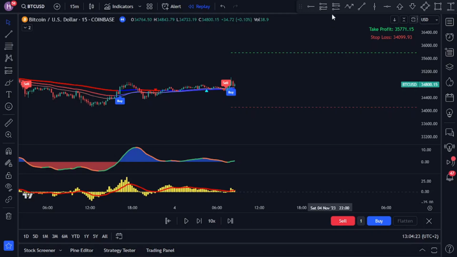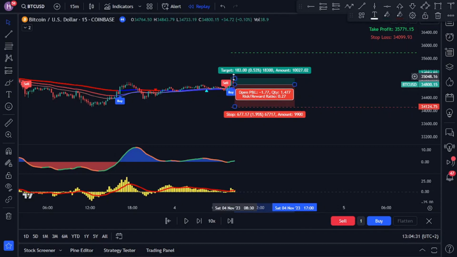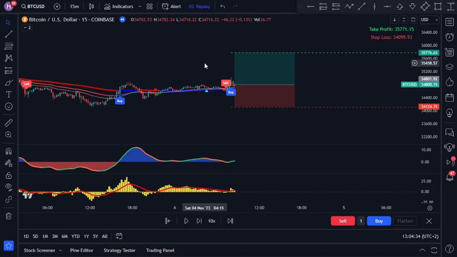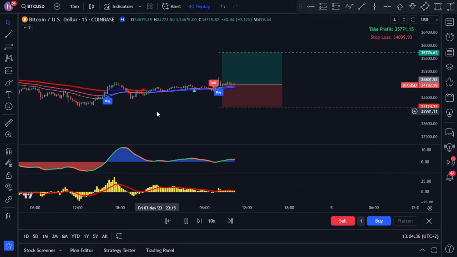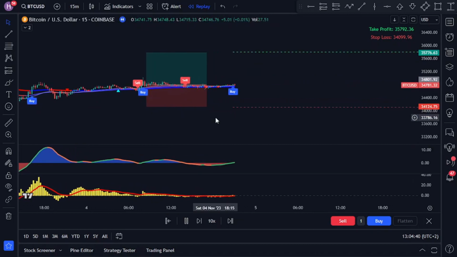For the buy trade, I will use the stop loss and take profit provided by the indicator and let the trade play out. Once the trade is running in a profit, you can always move your stop loss to break even and turn it into a risk-free trade.